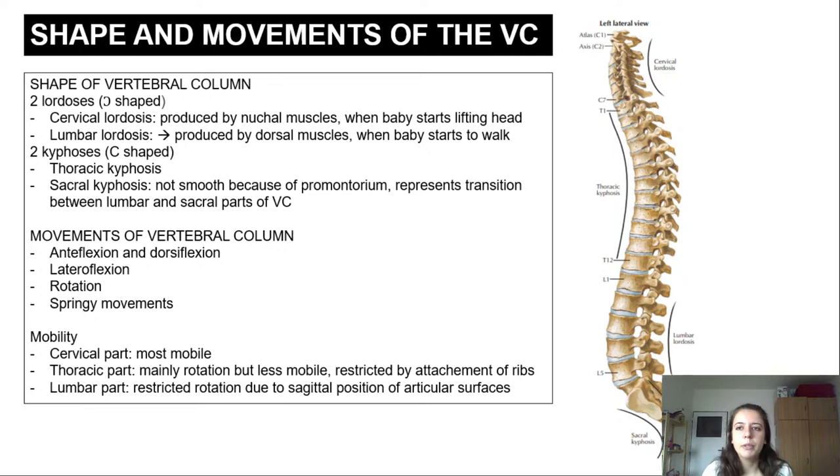And then mobility depends on the parts of the vertebral column. The cervical part is the most mobile, and it's the one that also does rotation for the neck. The thoracic part is the least mobile because of the presence of the ribs, so we can rotate less. And then the lumbar part has restricted rotation due to the sagittal position of the articular surfaces. Because if they are frontal, you can move them quite easily, but if they are sagittal, they're going to bump into each other.